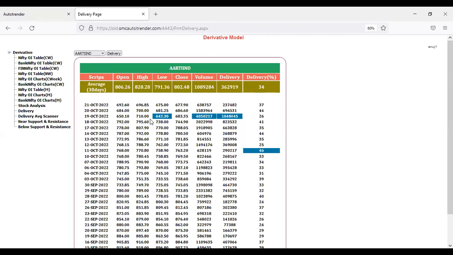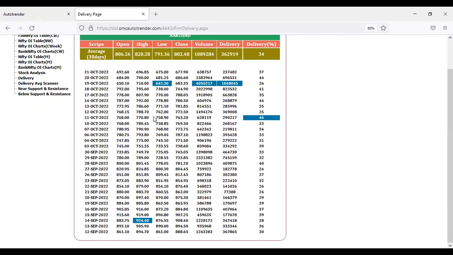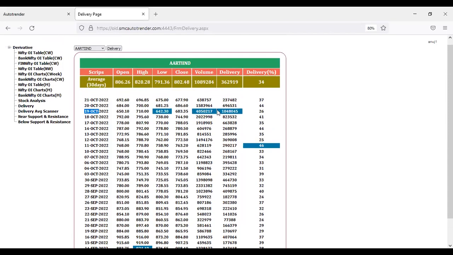Okay, so when you want to take a positional trade based on this data, first thing you need to check is where is the highest delivery. This is the 30-day average data, and you need to check the highest delivery point, which we have indicated to you in blue, just for a better understanding of things. So on 19th October, Aarti Industries hit its highest delivery. So now what you need to do is check what is the high of that day of 19th October and what is the low of the day.